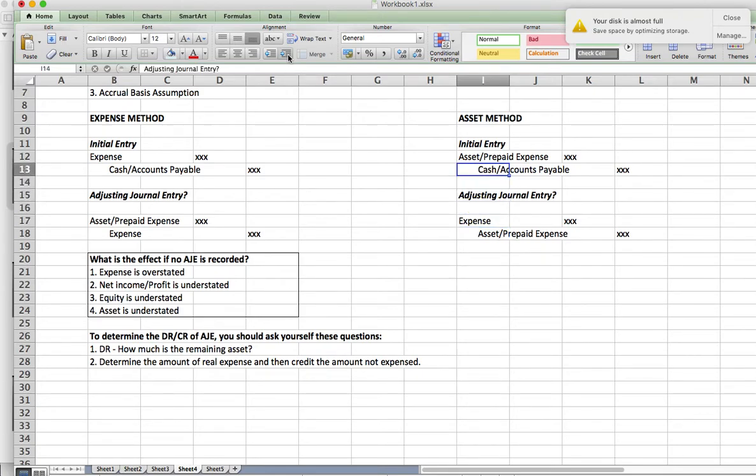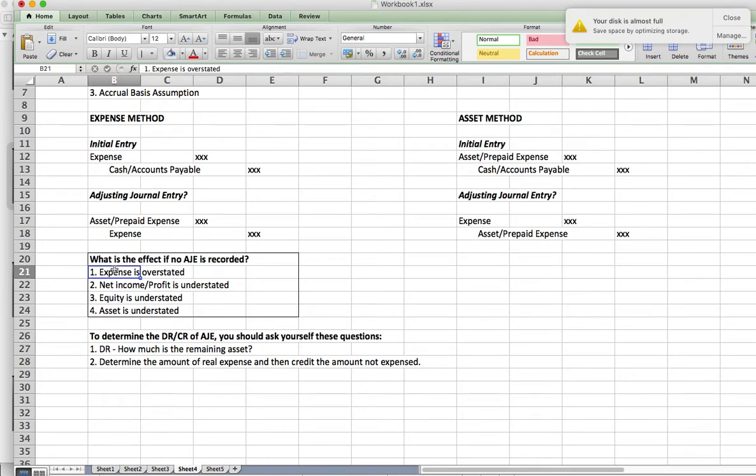So, anong adjusting journal entry? Adjusting journal entry would be debit expense, credit, asset. Bakit? Initially, you recorded everything of your prepayment as an asset. Now, at the end of the period, hindi naman lahat yun. At the end of the period, may portion doon na nagamit. Kaya hindi lahat yan asset pa rin. Expense na yung iba dyan. So, debit expense, credit, asset, or prepaid expense.